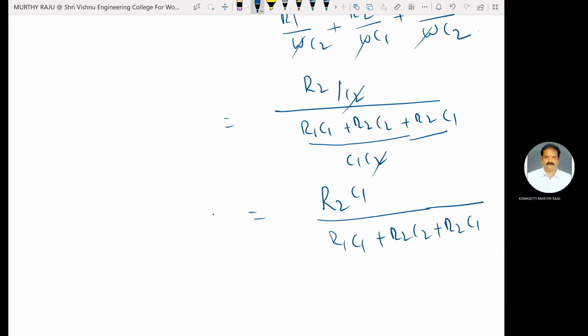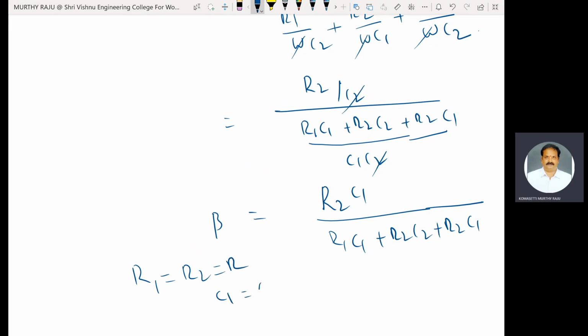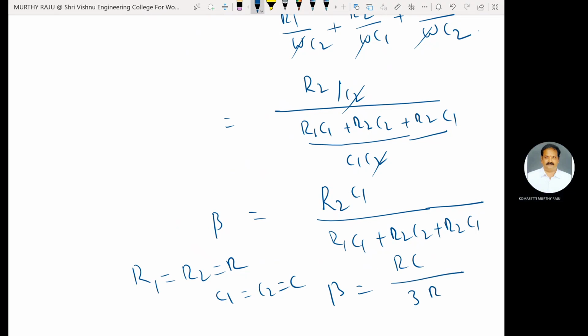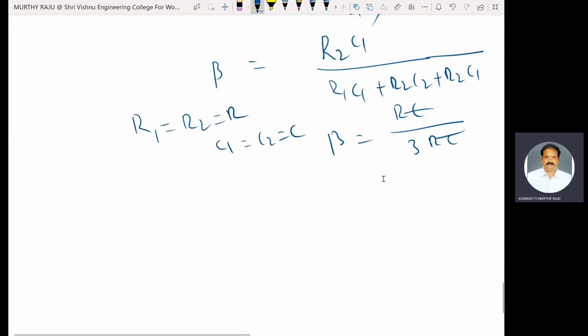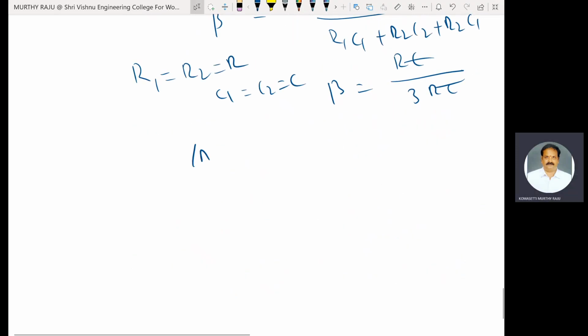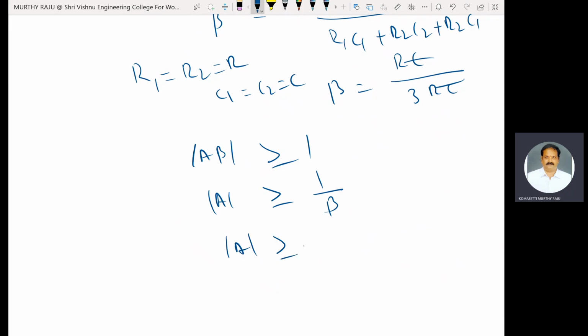This is the beta. But in the case of the Wien Bridge oscillator, R1 is equal to R2 is equal to R, and C1 is equal to C2 is equal to C. Therefore, beta is equal to RC by 3RC. Therefore, beta is 1 by 3. But mod A beta is greater than or equal to 1. Therefore, mod A is greater than or equal to 1 by beta, that is 1 by 1 by 3. Therefore, mod A is greater than or equal to 3.